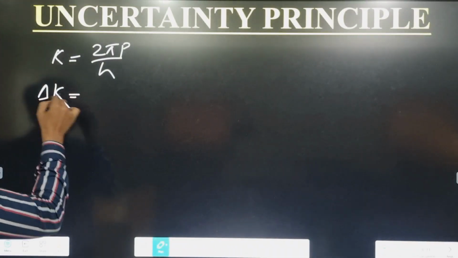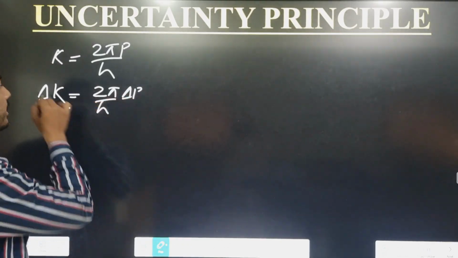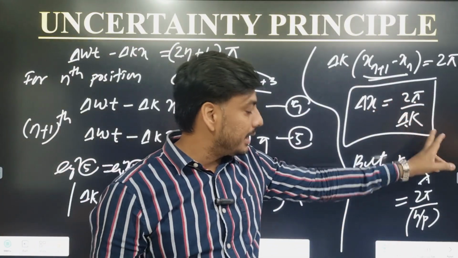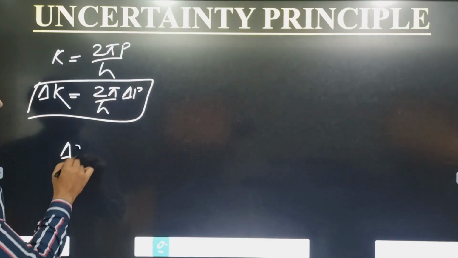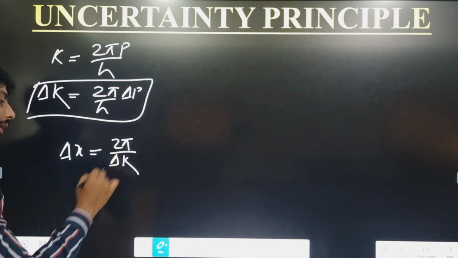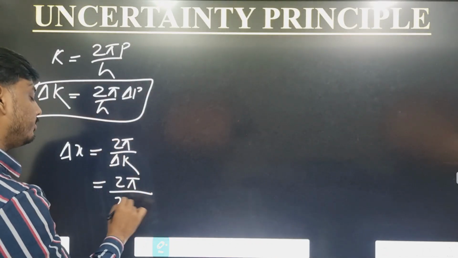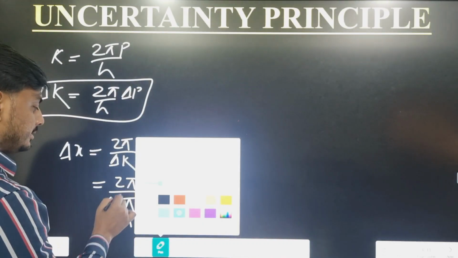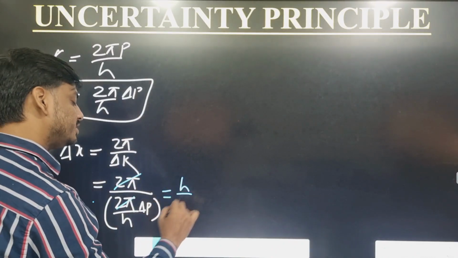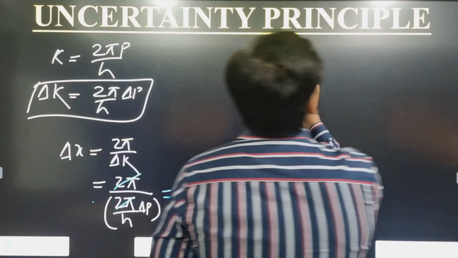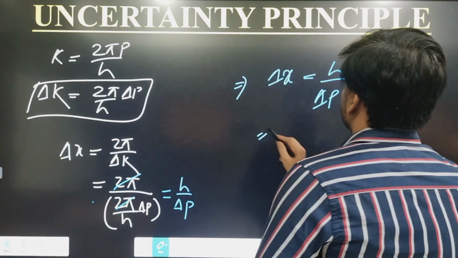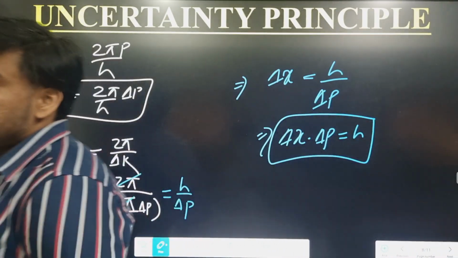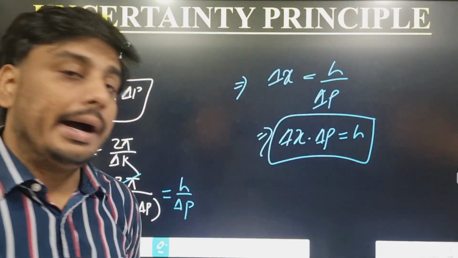Now delta k, the change in k, will be 2 pi by h, which is a constant quantity, into delta p. Now we can use that here in delta x equal to 2 pi by delta k. In place of delta k, we can write 2 pi by h delta p. Now we can cancel 2 pi. This is h by delta p. So delta x equal to h by delta p, or delta x into delta p equal to h. So this is Heisenberg's uncertainty principle in position and momentum.